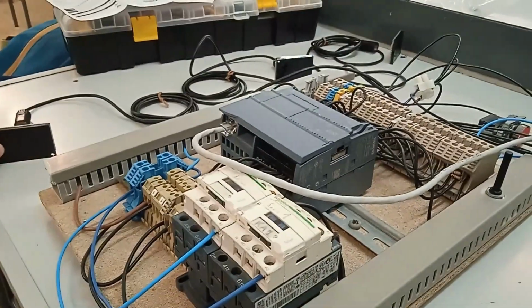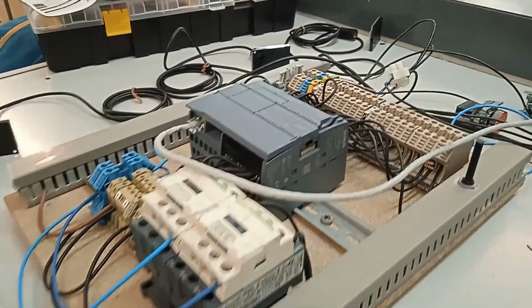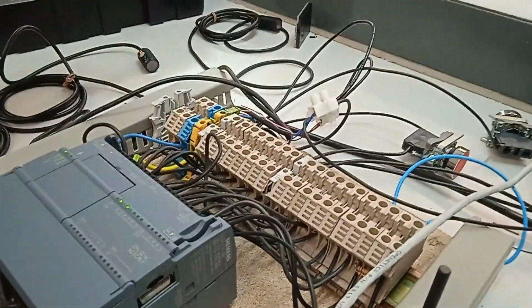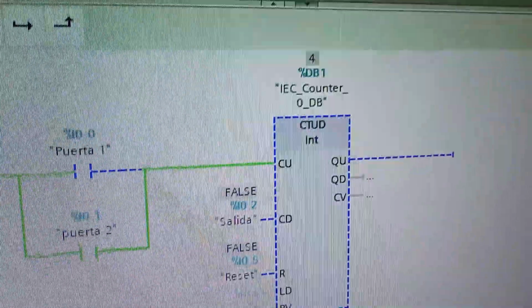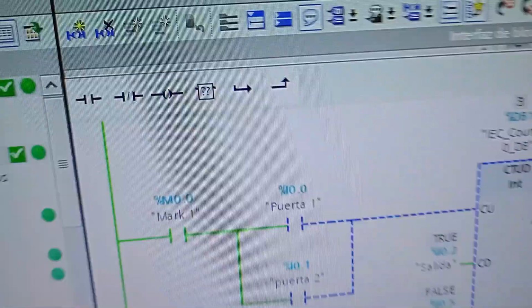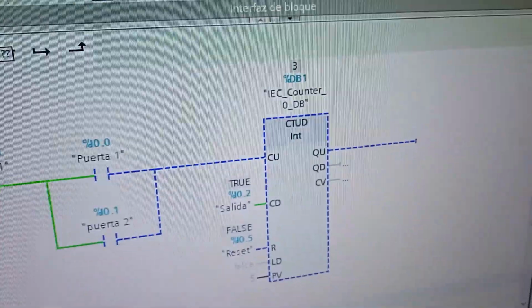When person 1 enters from door 1 or any door, for example from door 2, you see that here the number is changing: 4. If any person exits from the exit door, our counter will reverse. You can see here.